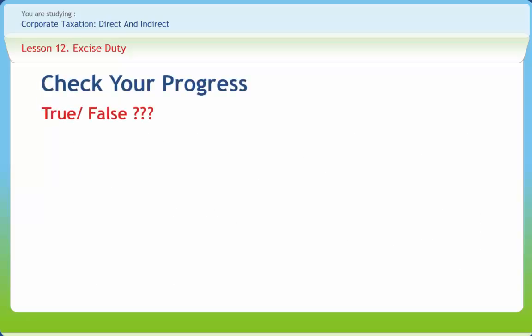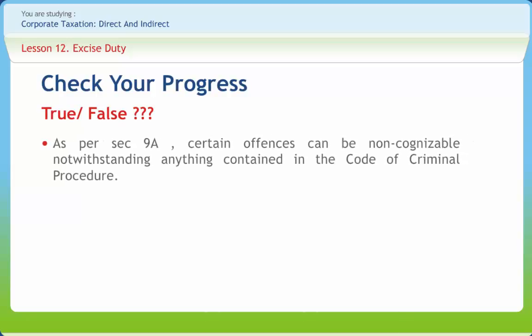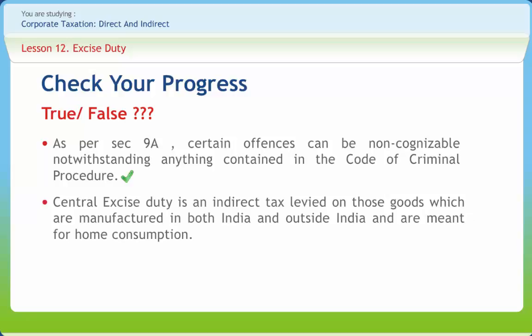Now let us check if we have understood the various concepts discussed in this lesson clearly. As per section 9A, certain offences can be non-cognizable notwithstanding anything contained in the Code of Criminal Procedure. Right or wrong? Right. Central excise duty is an indirect tax levied on those goods which are manufactured in both India and outside India and are meant for home consumption.